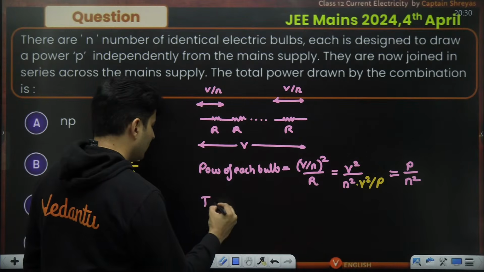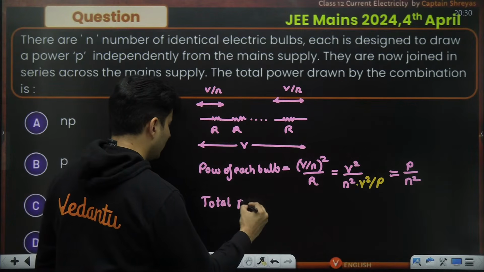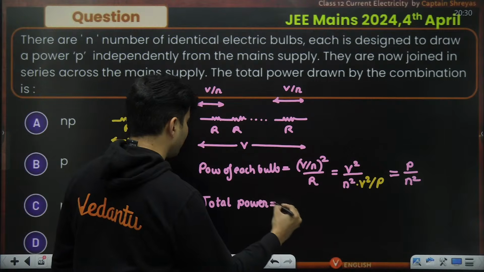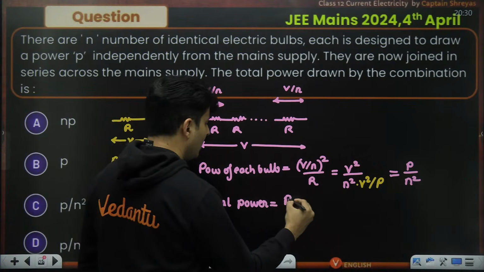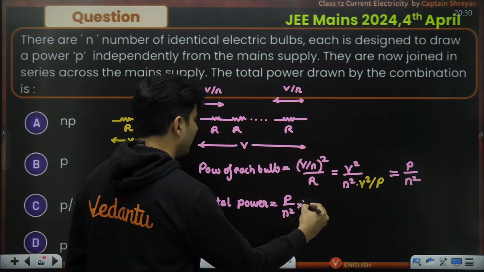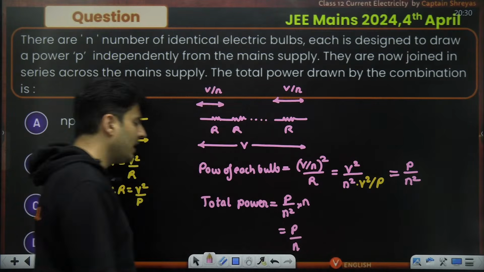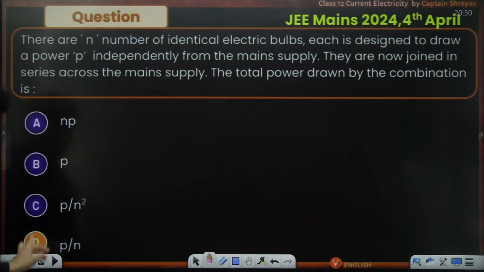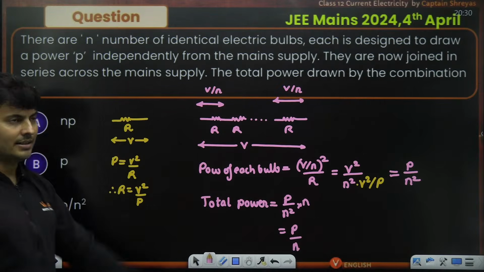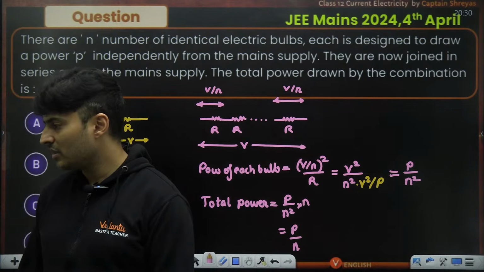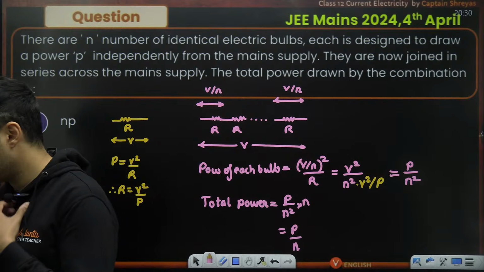So therefore, the total power of that circuit: each bulb has a power loss of P by N square. Like that, there are N bulbs. So N will cancel, and it will become P divided by N. So P divided by N is option number D, which is the right answer, which was asked in this JEE Mains 2024 4th April attempt.